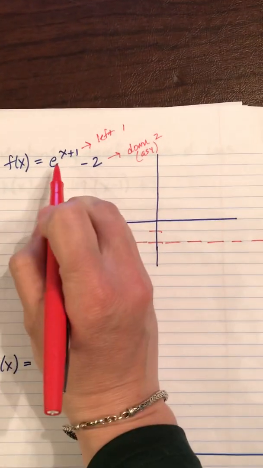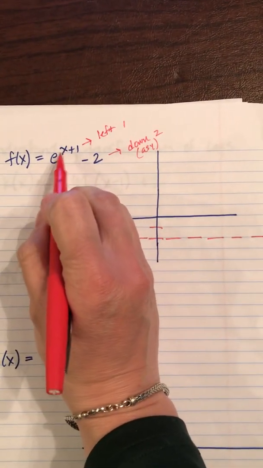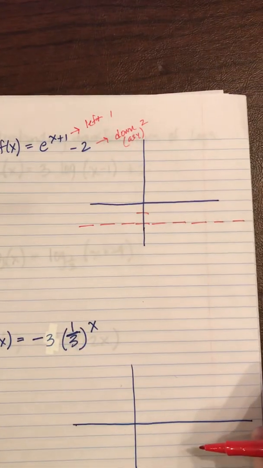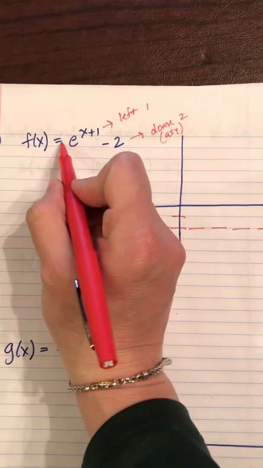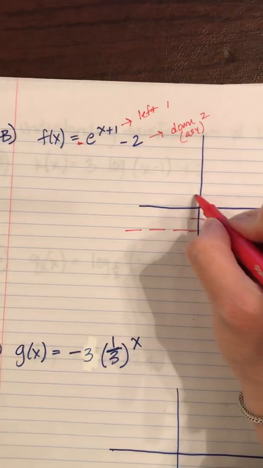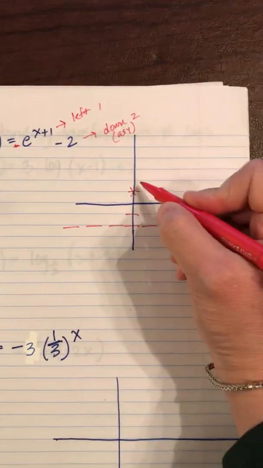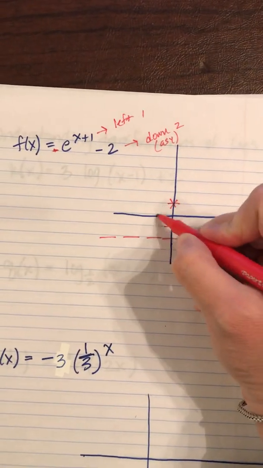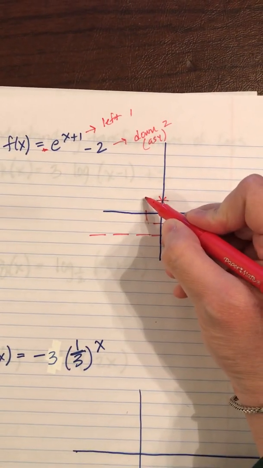This represents exponential growth. I can tell that because it's e to the x and not e to the -x. My initial value, the number out in front here, is 1. So I'm going to start at 1. I'm just going to put an x there on the y-axis, and then I'm going to shift it. So I'm going to go left 1 and down 2.